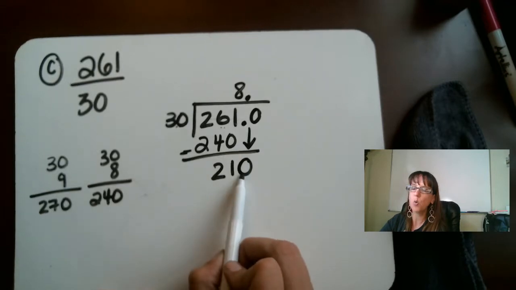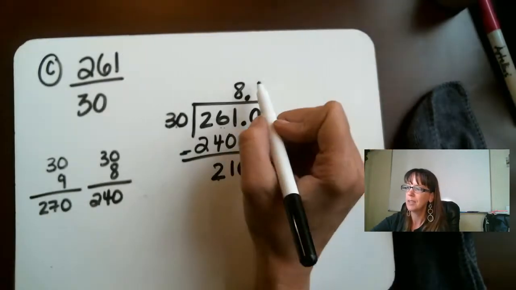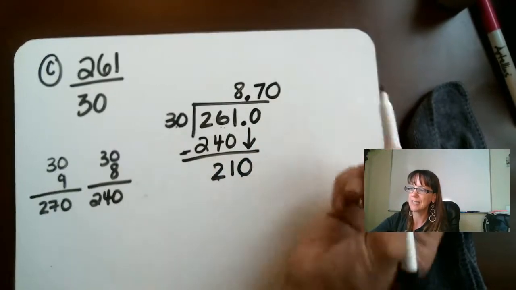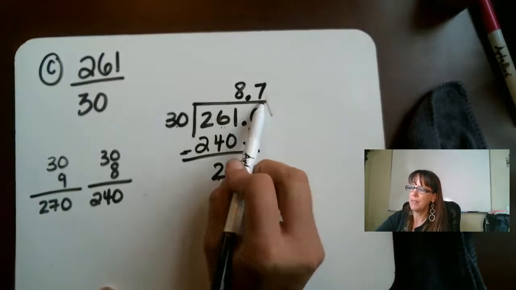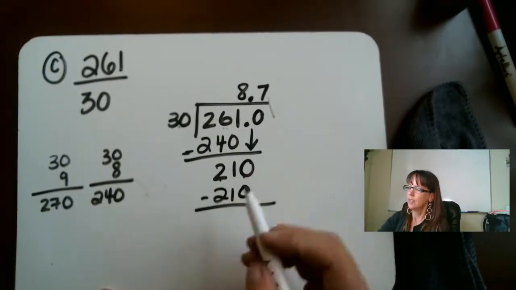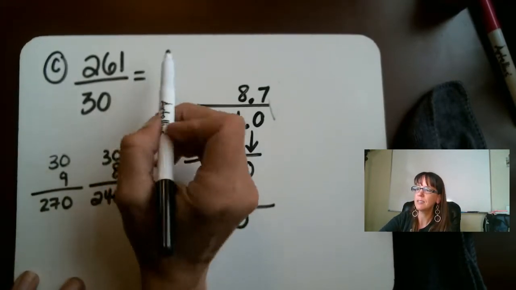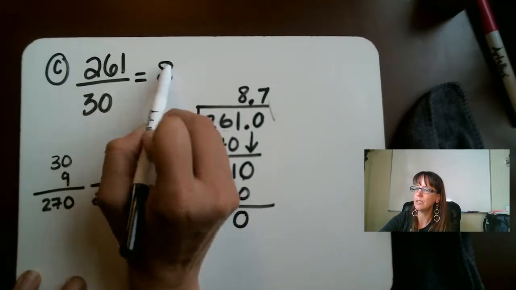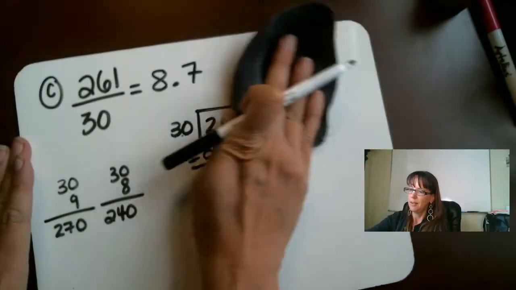30 goes into 210. Well, 3 goes into 21 7 times. So I'm going to say 70. Or not 70, 7. So 7 times 30 gives us 210. Right? Subtract that, we get 0. We have no remainder. So this equals 8 and 7 tenths. 8 and 7 tenths. Good. All right, so let's try D.